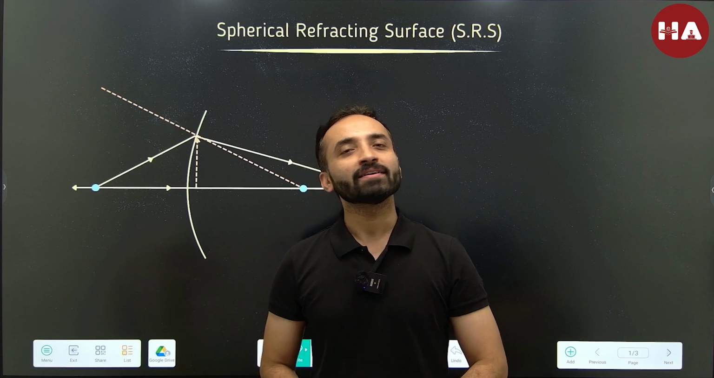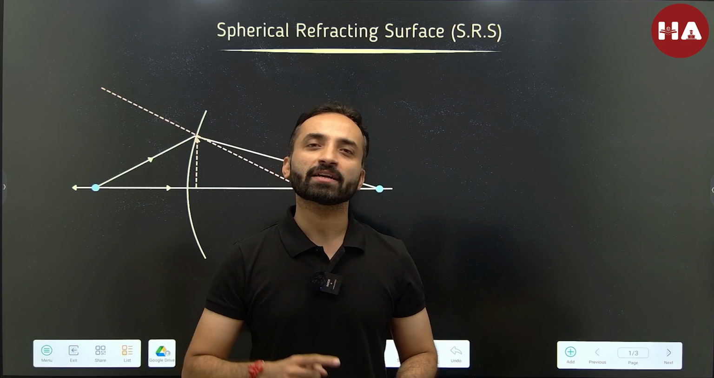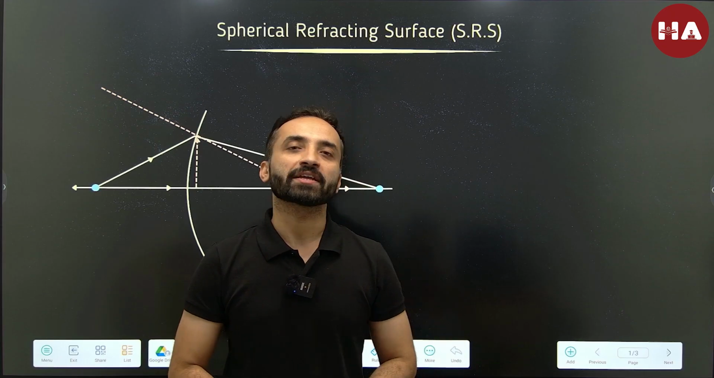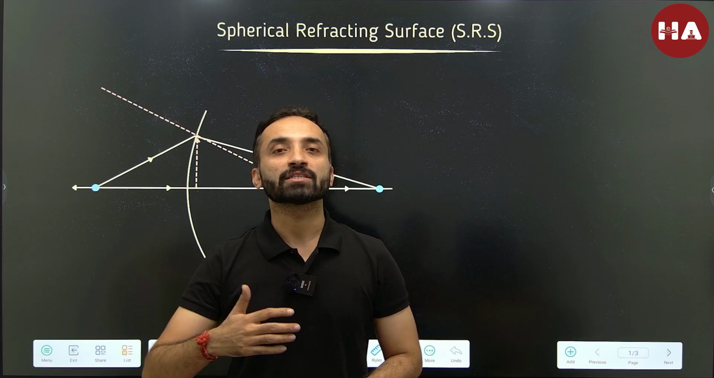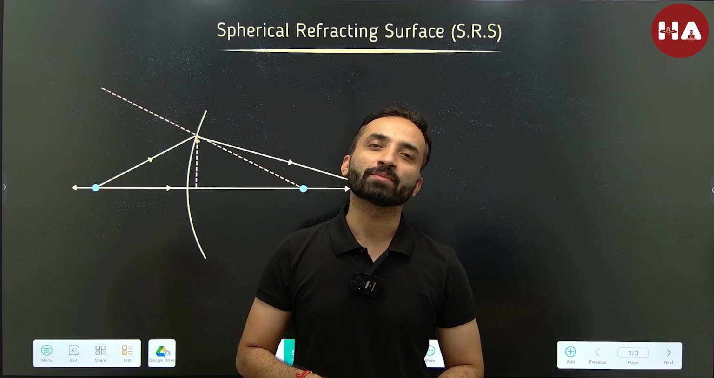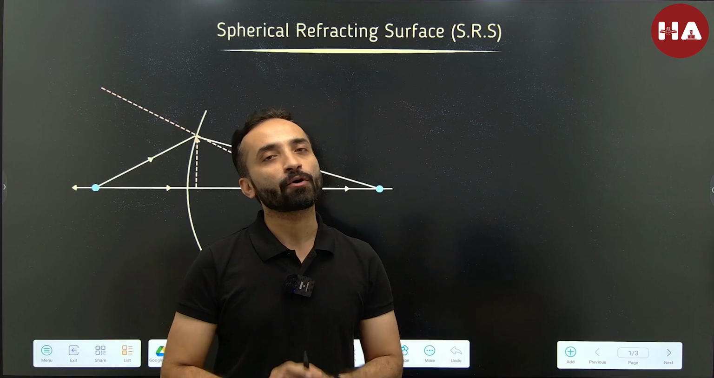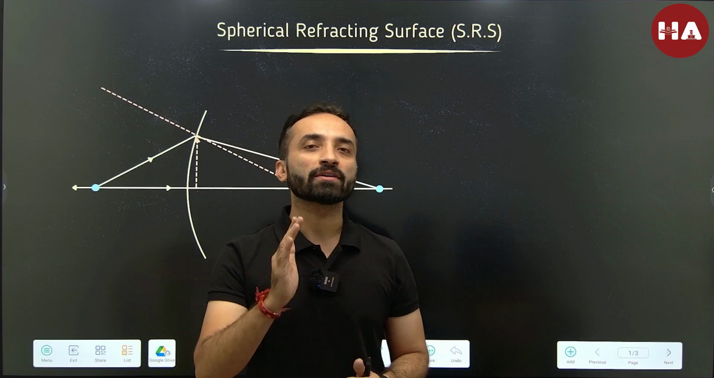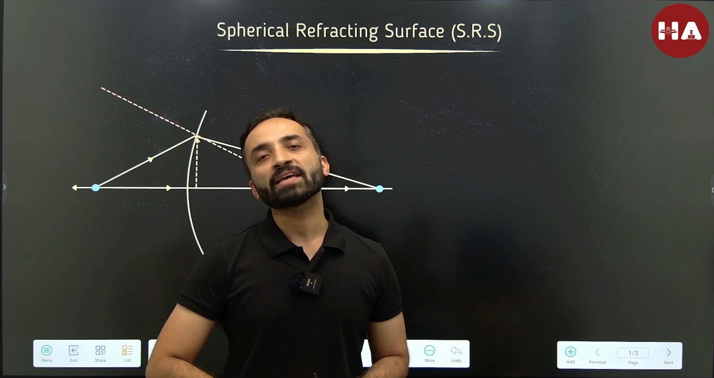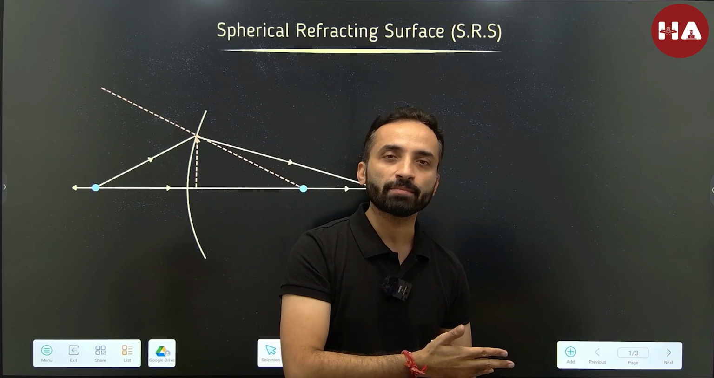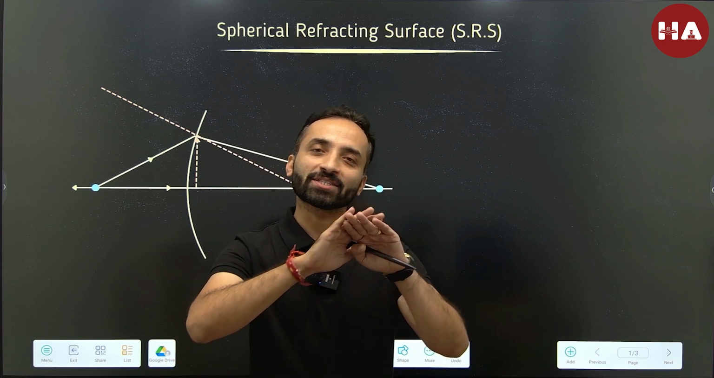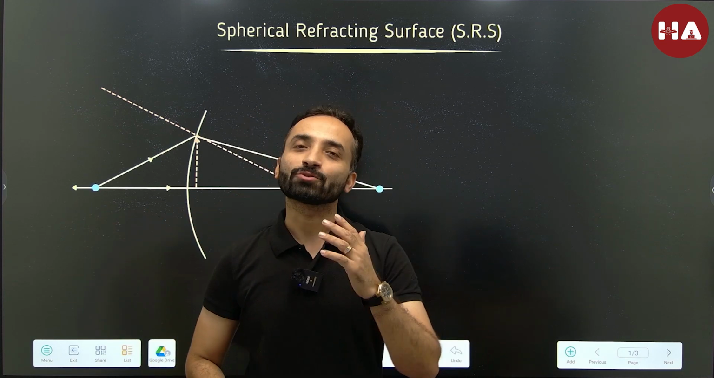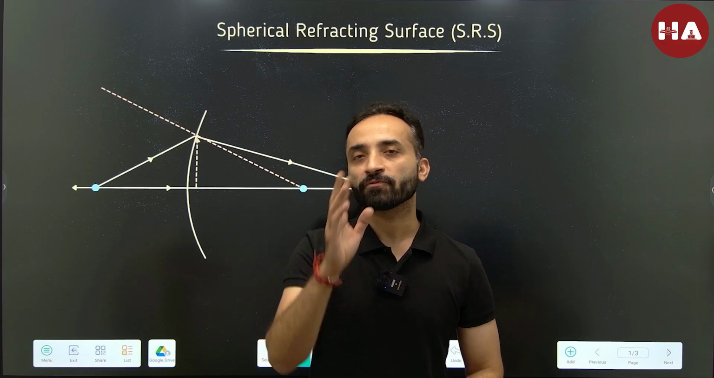Hello everyone, today we are learning the spherical refracting surface. We are deriving the formula for the spherical refracting surface, and it is very important because it is going to be used in deriving the lens maker's formula also. If you know the chronology, first we talked about reflection by plane mirrors, then reflection by spherical mirrors, then refraction by plane surface like a glass slab, and now it is the turn to talk about refraction due to spherical surfaces.